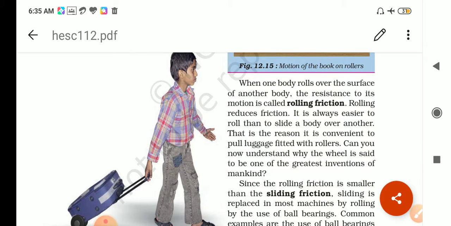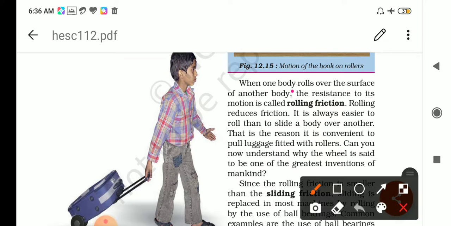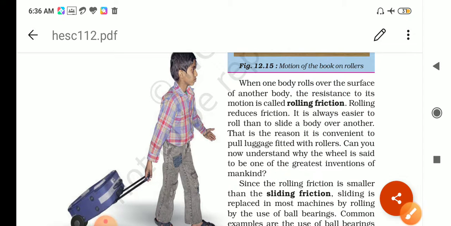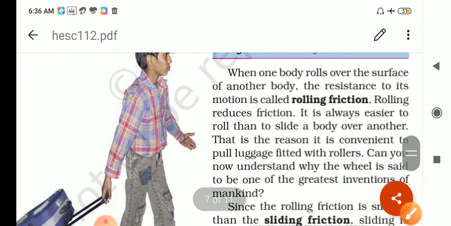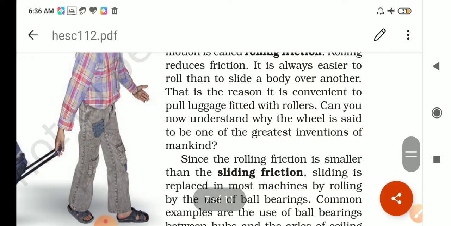When one body rolls over another surface, when this rolling process is going on, then the resistance of this motion is called the rolling friction. Rolling friction is always less, and it is always easier to roll a body than to slide it over another. That is the reason it is convenient to pull luggage fitted with rollers.